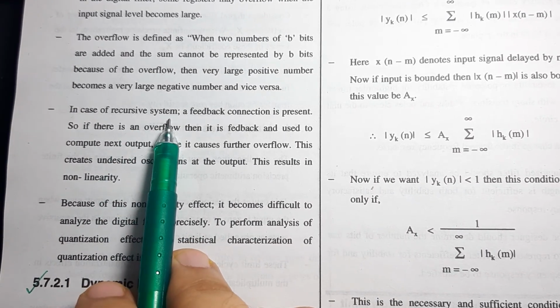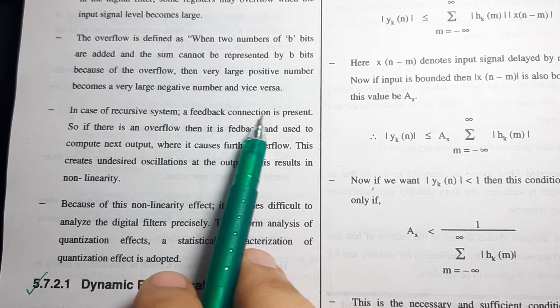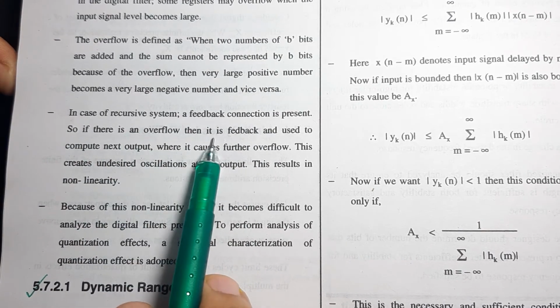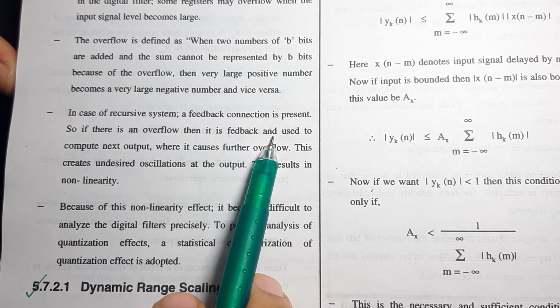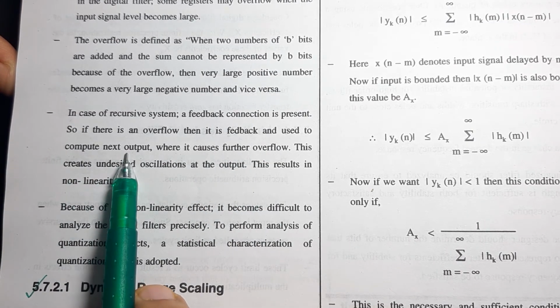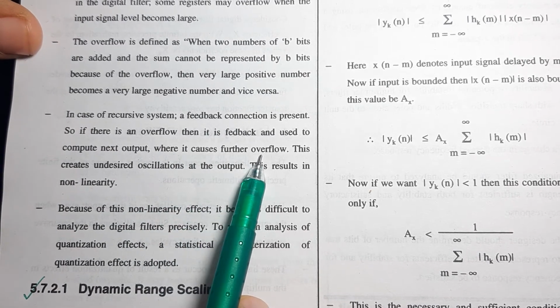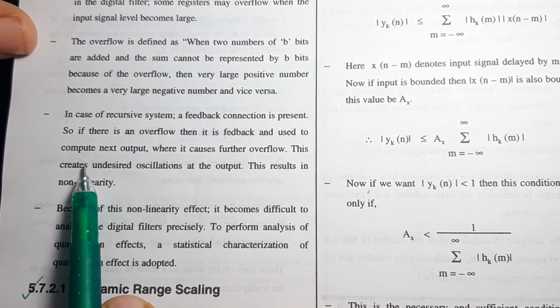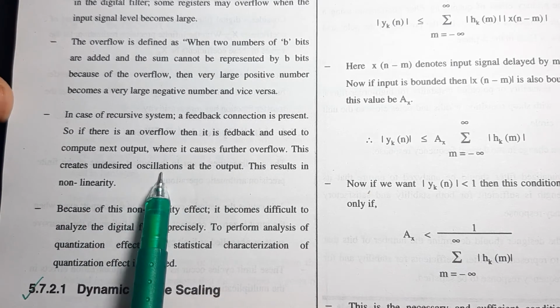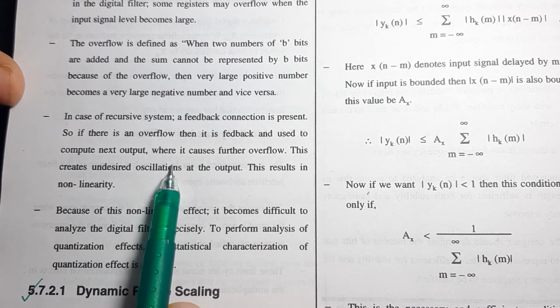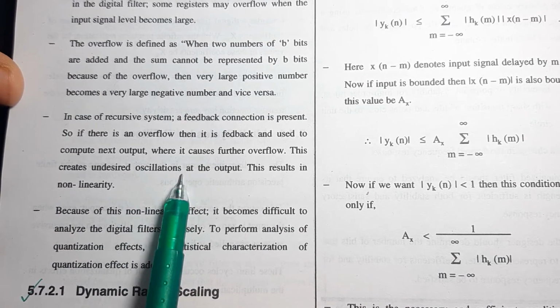Now in case of a recursive system, a feedback connection is present. So if there is an overflow, then it is fed back and used to compute the next output, where it causes further overflow. This creates undesired oscillation at the output. This results in non-linearity.